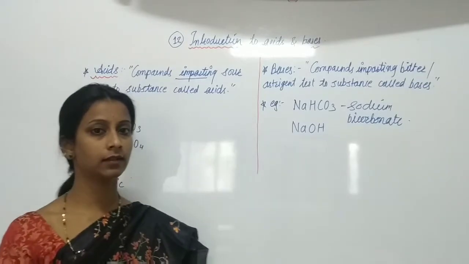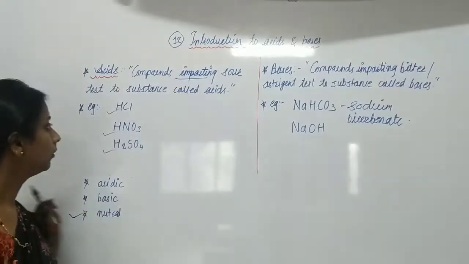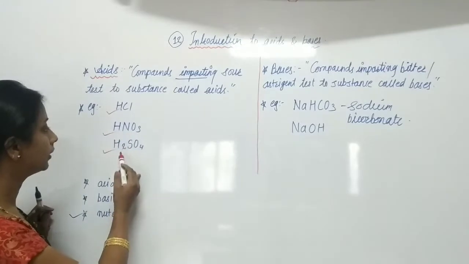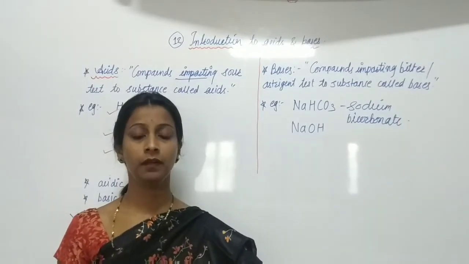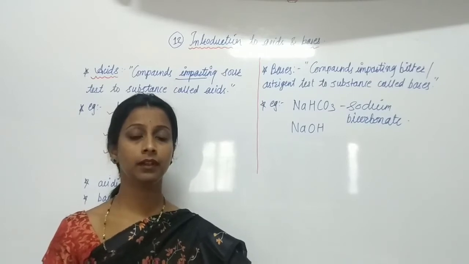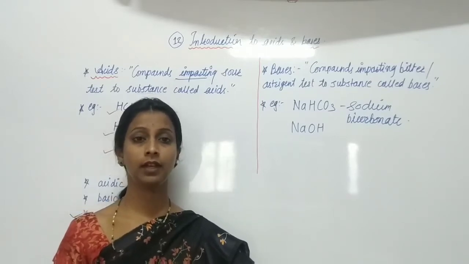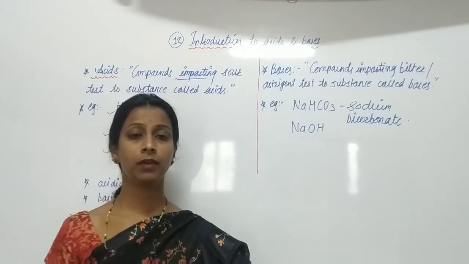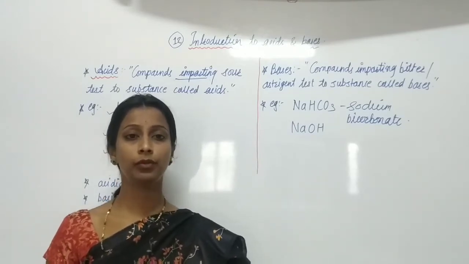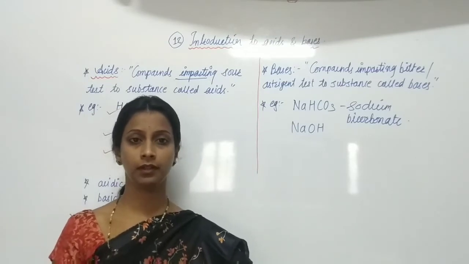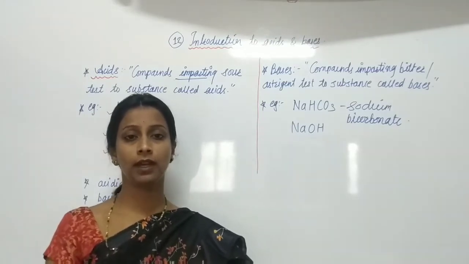So what are strong acids here? When HCl, HNO3 and H2SO4 are present in 90% proportion or above, then these are strong acids. They show the properties of acid very strongly, and they are highly harmful to health and to living organisms. So these are strong acids.